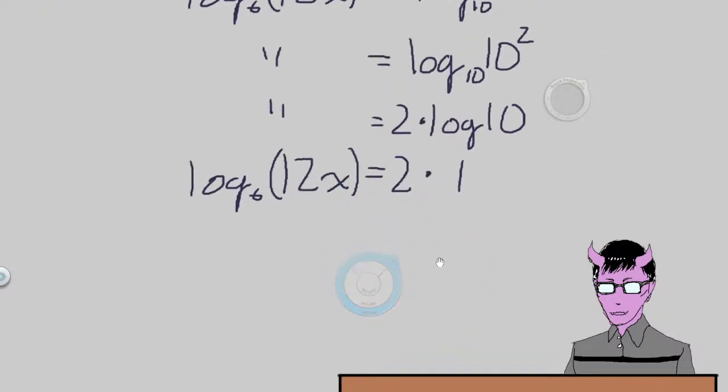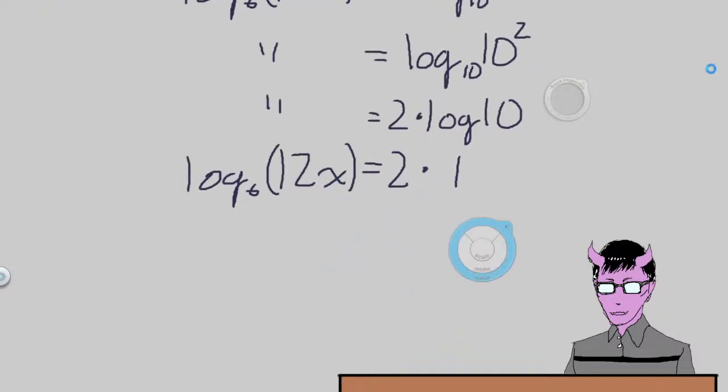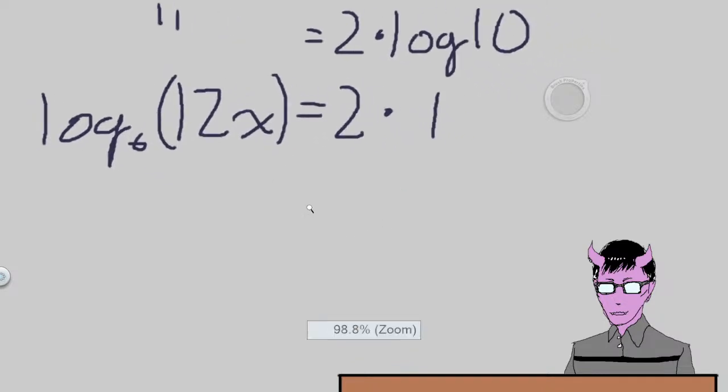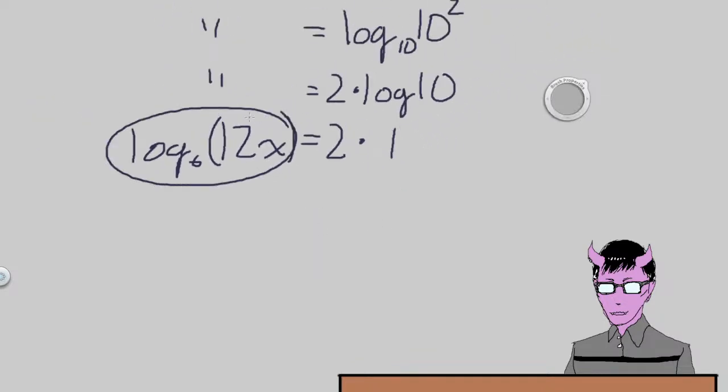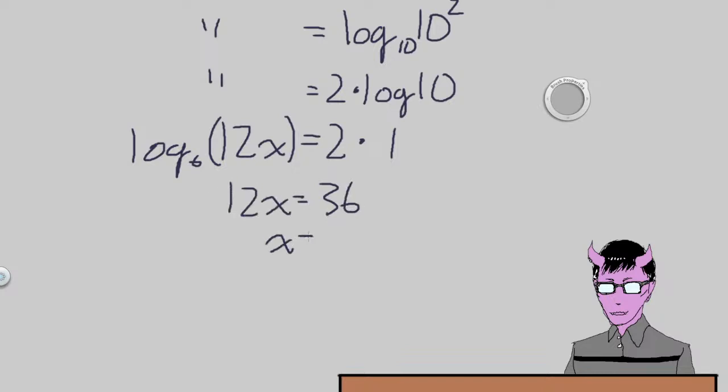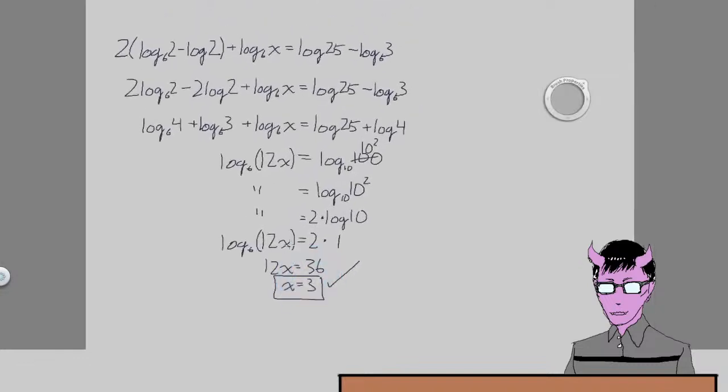Alright. Very clean at this point. We just have a log term on one side and a constant on the right hand side. So 6 to the power of 2 is equal to 36. Divide 12 on both sides. X is therefore equal to 3, and then we are good to go. Yes. Wonderful.